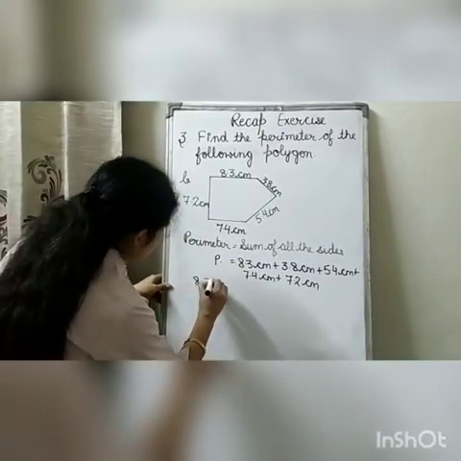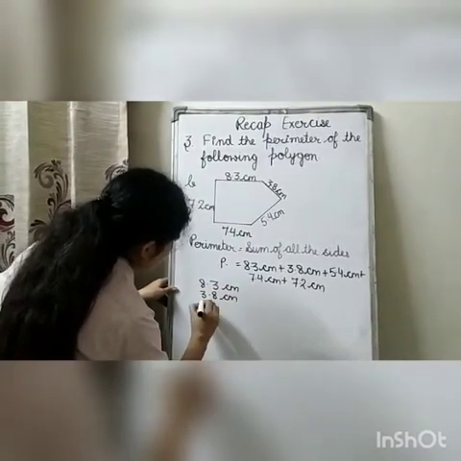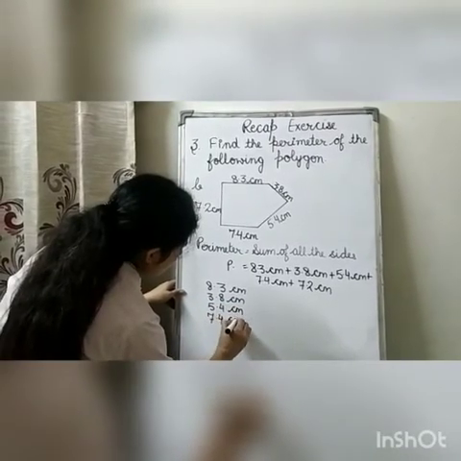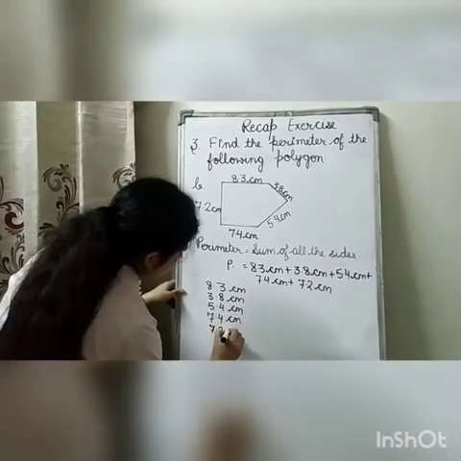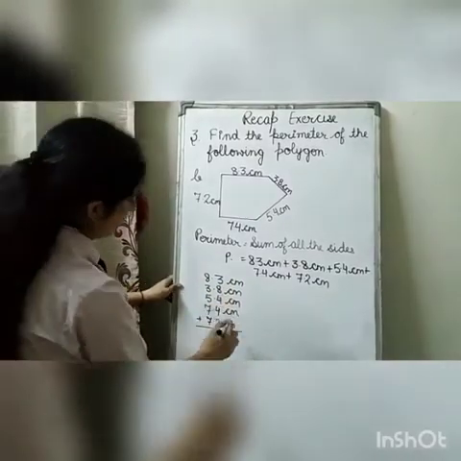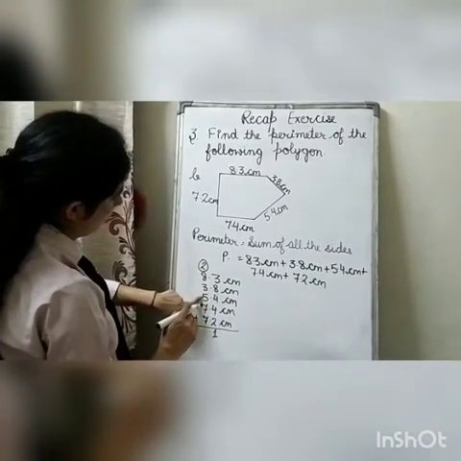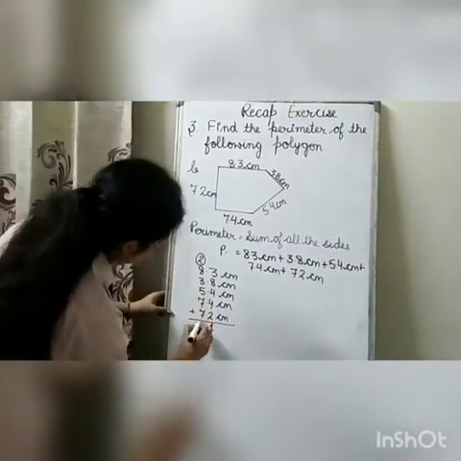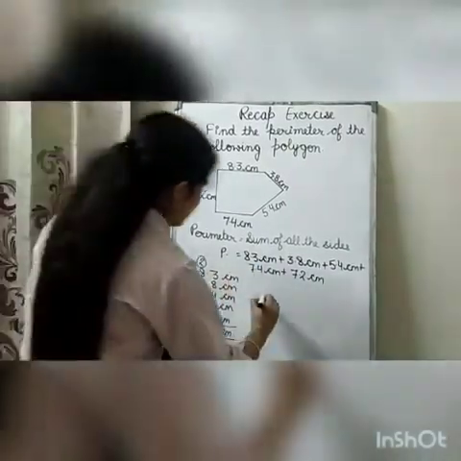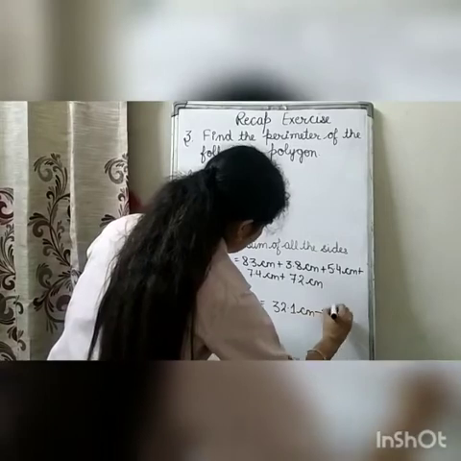Now add these: 8.3 centimeter, 3.8 centimeter, 5.4 centimeter, 7.4 centimeter. Decimal under decimal. 7.2 centimeter. We will add these. 8, 3, 11, 15, 19 and 2, 21. Carry 2. 8, 2, 10, 3, 13, 5, 18, 25, 7, 32. The perimeter is 32.1 centimeter, and this is our final.